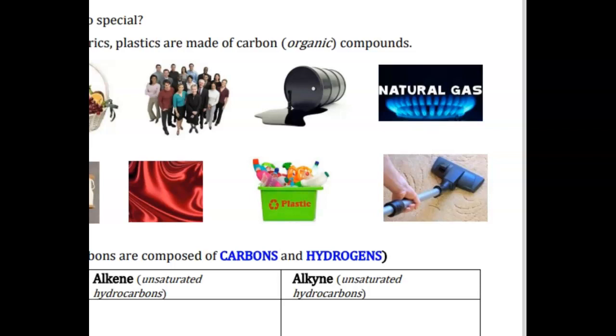So all plants, animals, petroleum, fabrics, plastics, and others are made of carbon compounds. So why is carbon so special? Why is carbon in the middle of organic compounds?